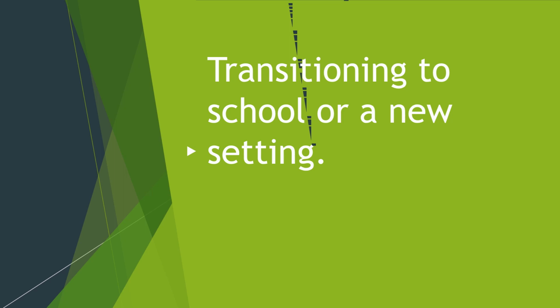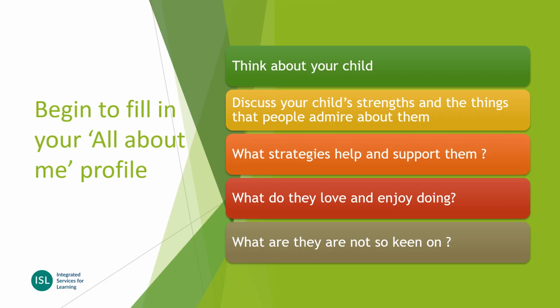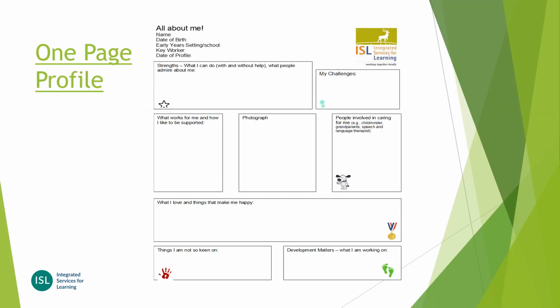Transitioning to a new school or setting. Ideas to help support transition are creating an All About Me profile. This is where we can think about our children, discuss the child's strengths and the things that people admire about them. What strategies may help and support them, what they love to do and enjoy doing, and what they are not so keen on. Here we have an example of a one-page profile.